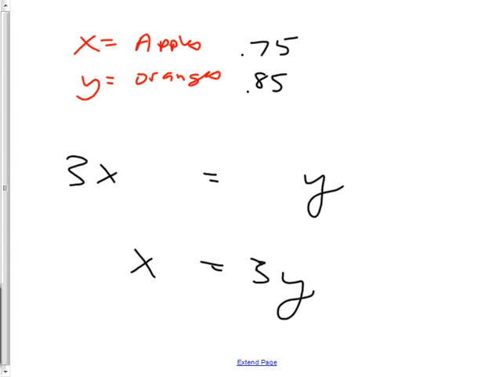I said there's going to be 3 times as many apples as oranges. Would you agree that 30 and 10 would be 3 times as many? Then if I put in 30 and 10, it should make the equation work. X is 30, y is 10. You see that the top equation does not work. And with 30 and 10 here, do you see that the bottom equation does work?